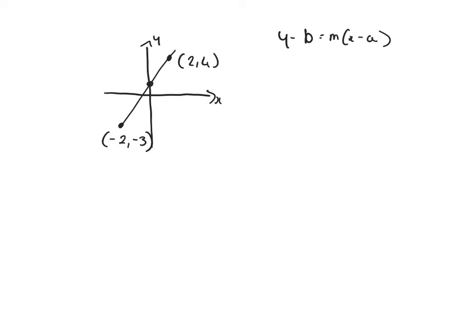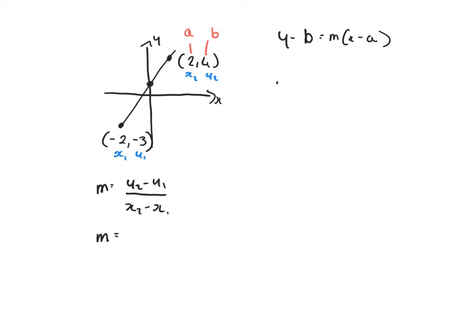Okay, so let's first of all choose a point, any point that lies on the line, and call it (a, b). I'm going to choose this one up here, (2, 4). Okay, next move is to find the gradient. So there's the first x coordinate and the first y coordinate, there's the second x coordinate, and there's the second y coordinate. Remember that for the equation of a straight line, you need to find the gradient. And remember that the equation for the gradient is m equals y2 minus y1 over x2 minus x1.